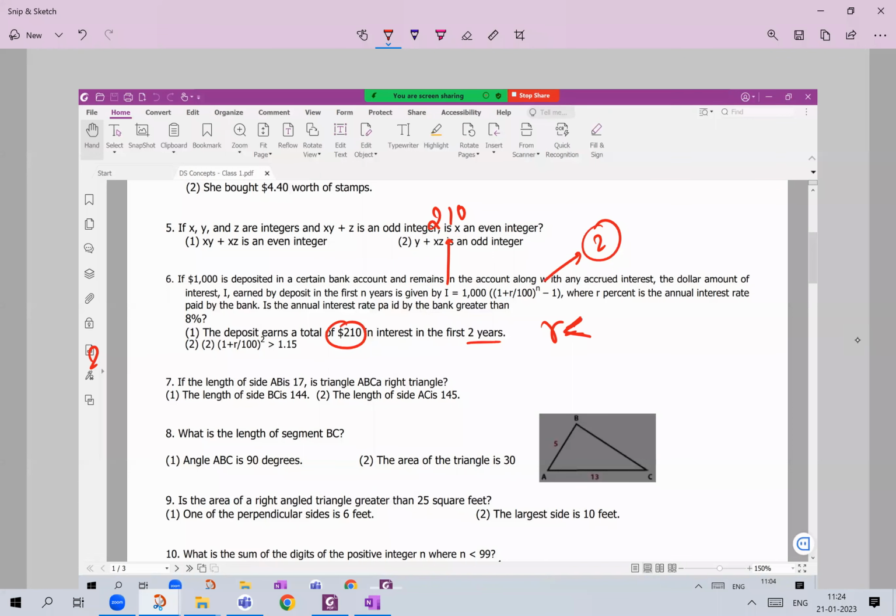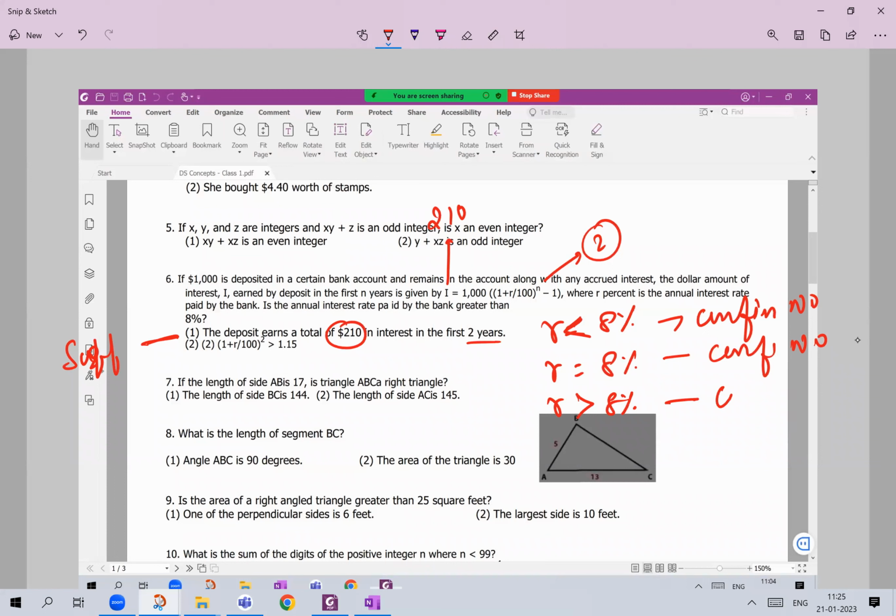Imagine the value of R comes less than 8%. What is your answer? Confirm no is your answer, and you will say this statement is sufficient. Imagine the value of R you get as 8%. You will still say confirm no is my answer. You will say this statement number 1 is sufficient. Imagine the value of R comes greater than 8%. Now you will say it's a confirm yes answer. You will get any one thing.